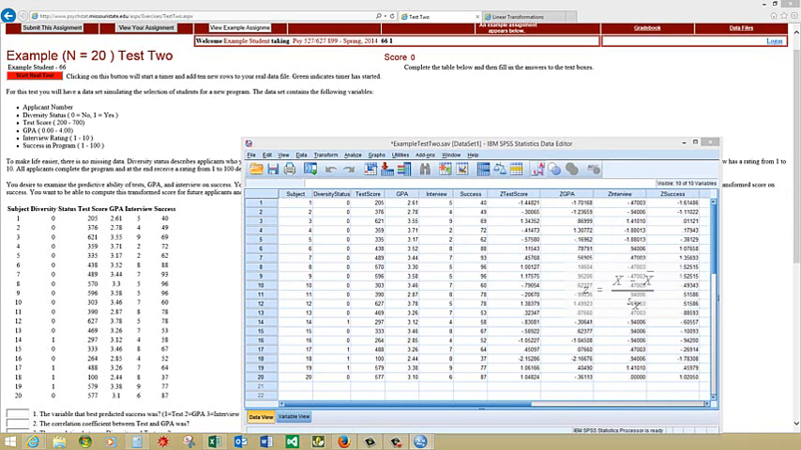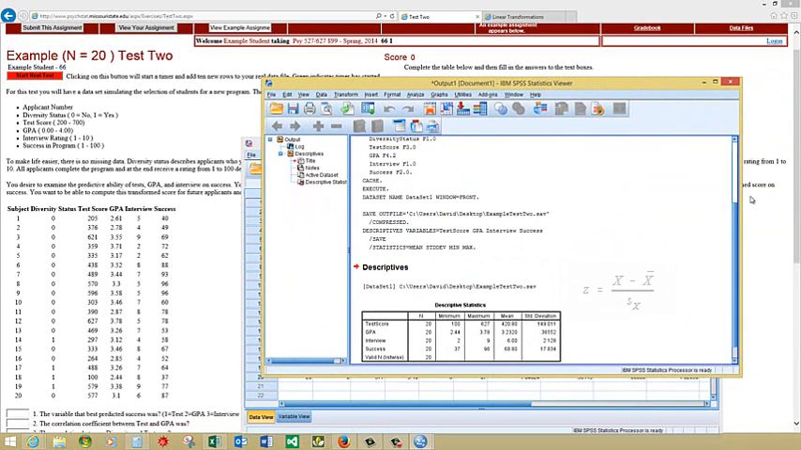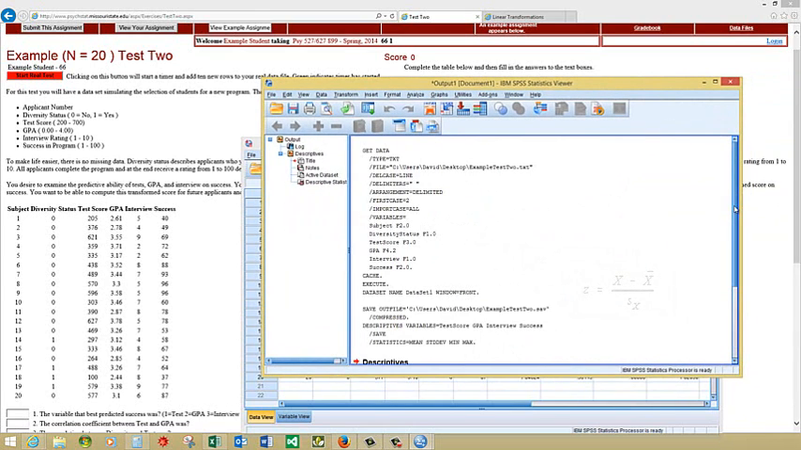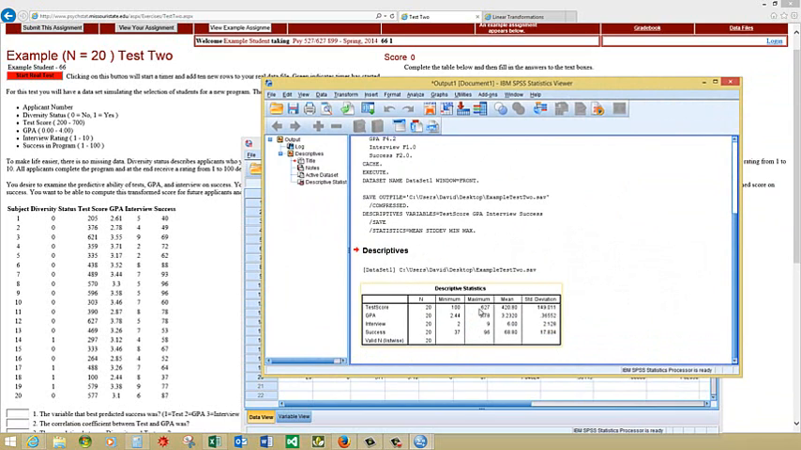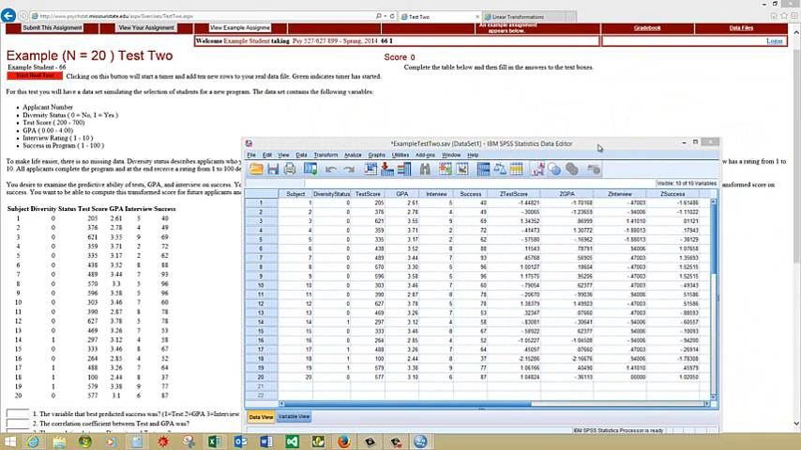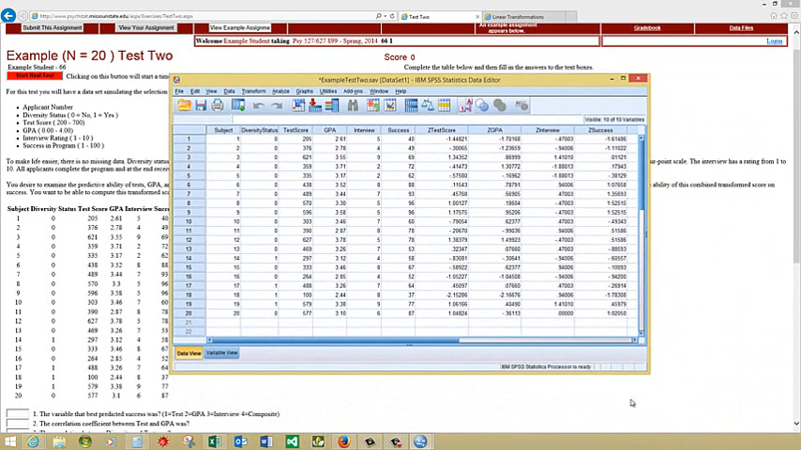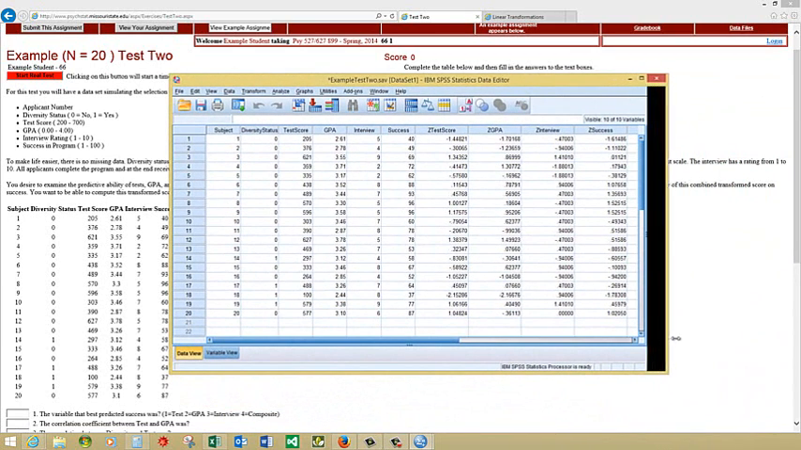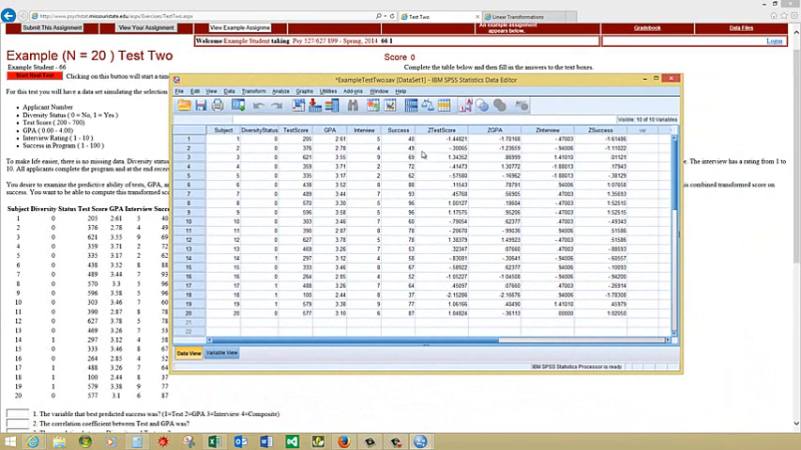So what we find is if we look at our output, we've got the mean and standard deviation of our 4 variables. If we look at our data file, it is now considerably bigger because we have added 4 new variables, which are the z-scores for each one of these.